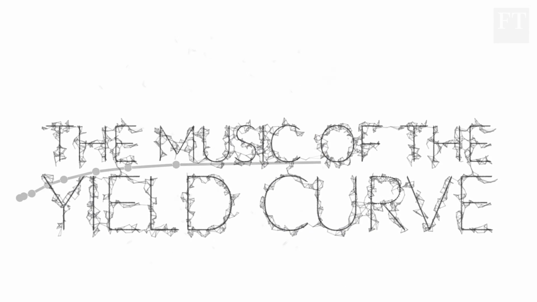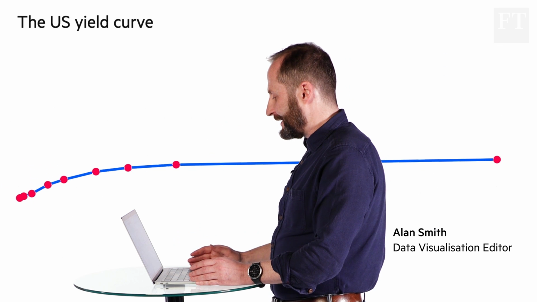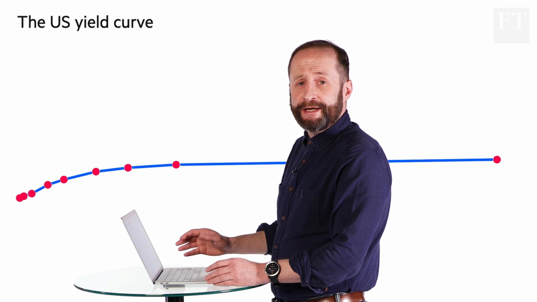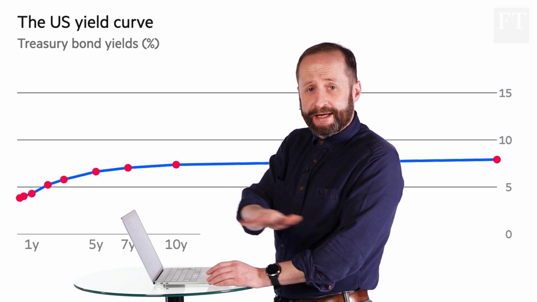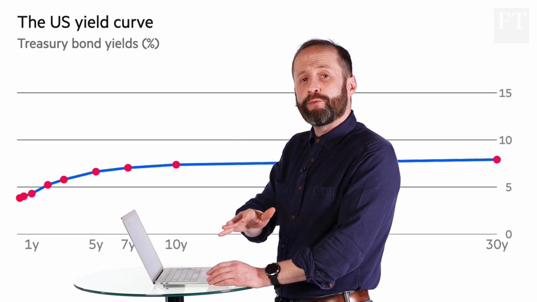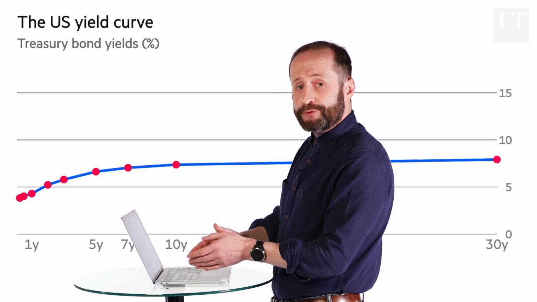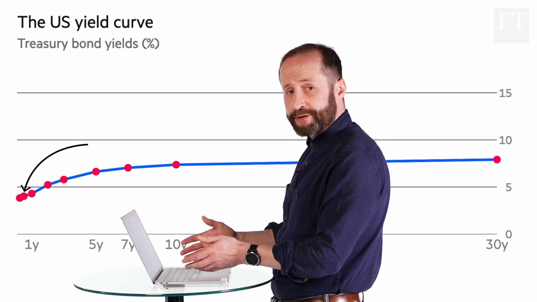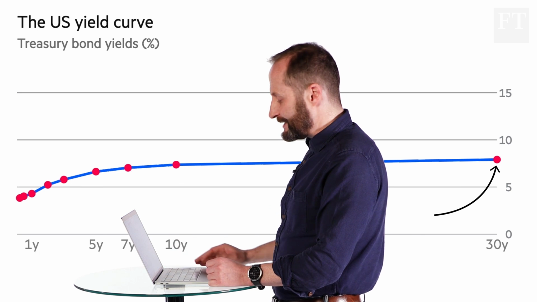It's a chart that analysts use frequently to predict what might happen to the economy. And it's actually quite a simple chart. The y-axis just shows the interest rate, and the x-axis shows us for each bond what its maturity date is. So on the left-hand side, it can either be very short, 1 month, 3 months, 6 months. On the right-hand side, it can be very long dated, up to 30 years.